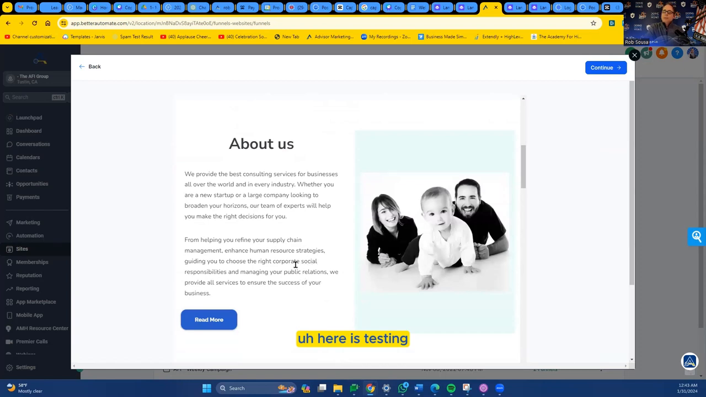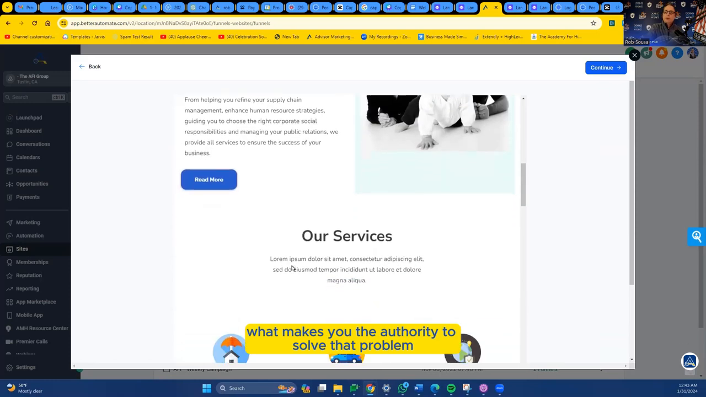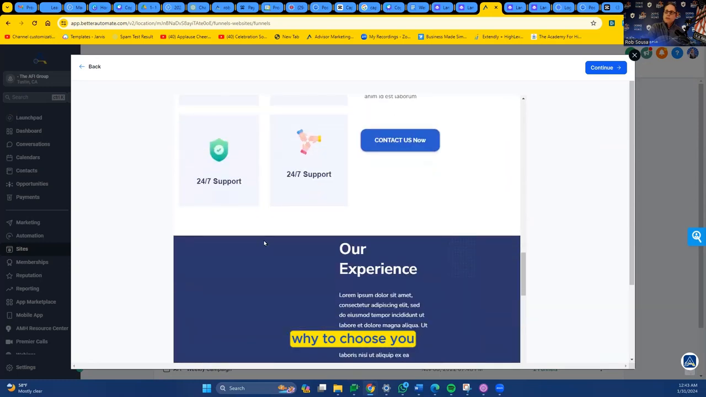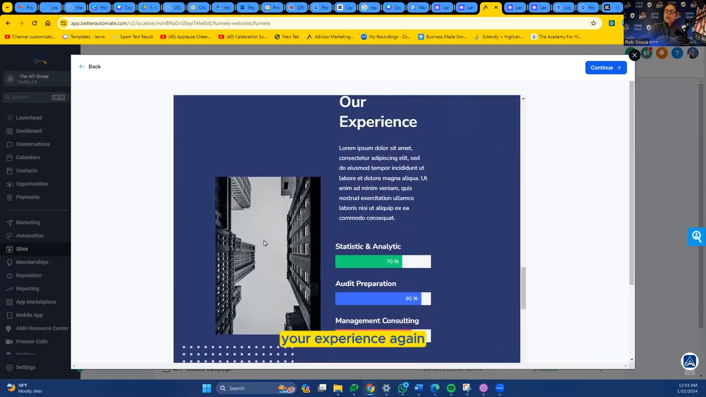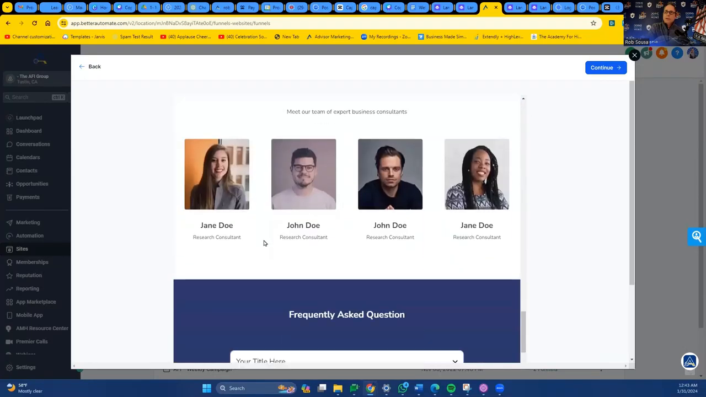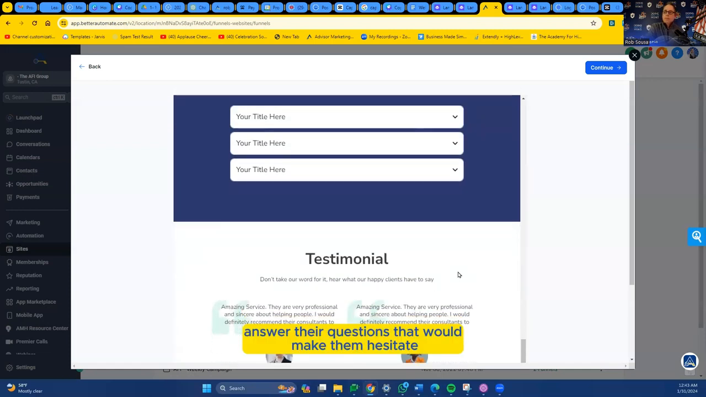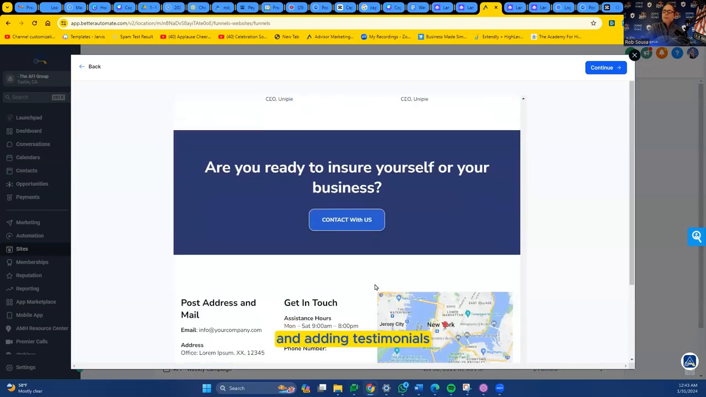Here is authority. It's an authority section to talk about what makes you the authority to solve that problem, which services or solutions you offer, why to choose you, your experience, and again, reinforcing authority, bio for who you are or your team members are. And of course, always finish with overcoming objections, answer their questions that would make them hesitate, and adding testimonials. And are you ready to take action because you've eliminated all of the obstacles for them to accept your offer?